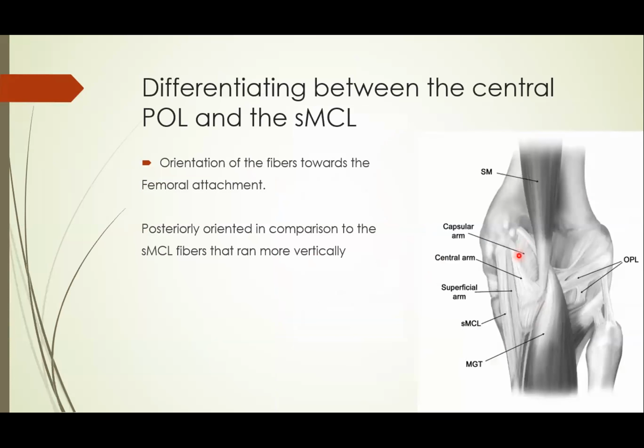So both these ligaments are in close association with the superficial MCL. So it is important to differentiate between the two. That is done basically through the different orientations in which the fibers run.